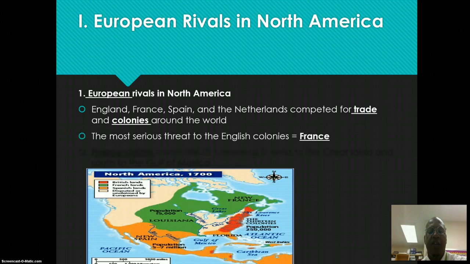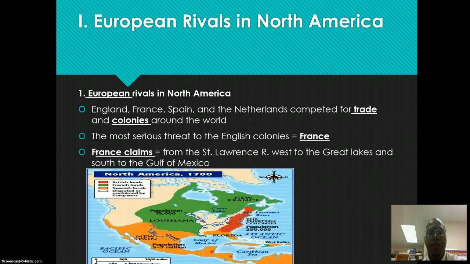In addition, you see France being the number one competitor to the English. If you look here in green, you can see the French territory. In red, you see the English territory. And in the middle area, you see the disputed territory between the French and the English. This is the territory that's going to spark the French and Indian War.